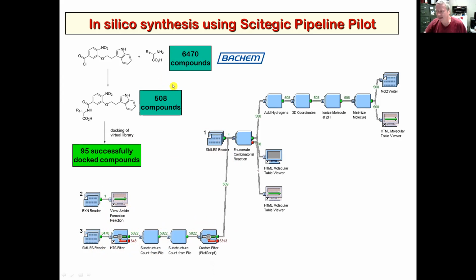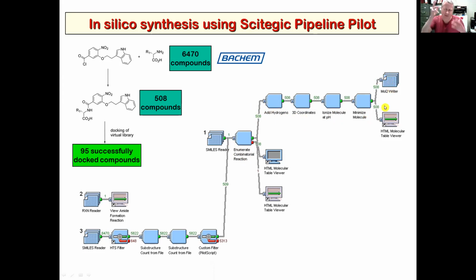And then we read the SMILES of this piece, and then it did this chemical reaction. This is what actually did the reaction. This made the virtual library, eventually making 508 compounds in the end. It added hydrogens, it made three-dimensional coordinates, it ionized the molecules at pH 7.4. It minimized the three-dimensional structure, and then it created an output.